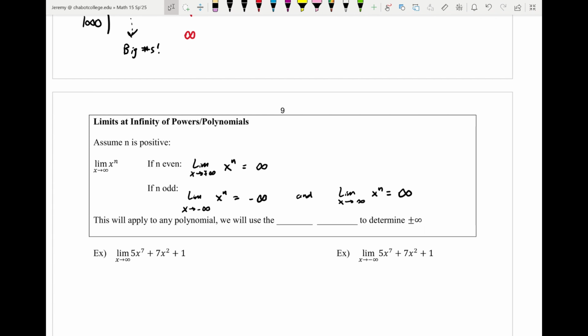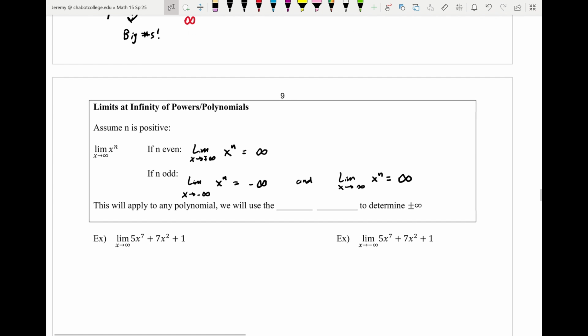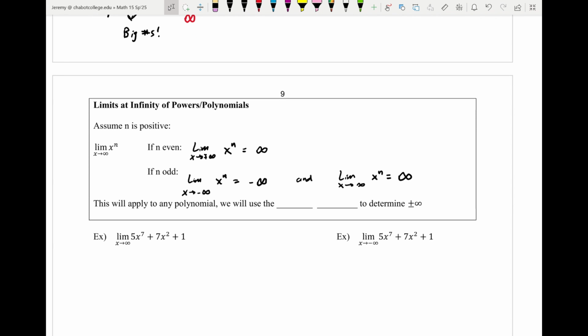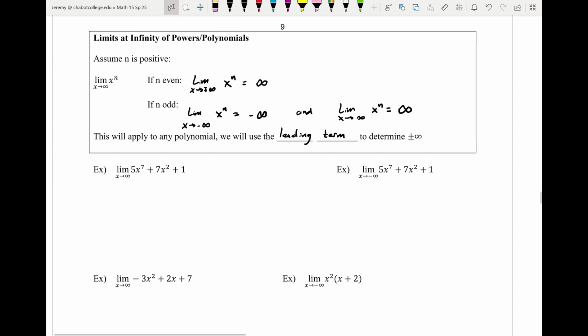All right, and then if we have a negative leading coefficient, that's going to change the signs of all of these, right? So this will apply to any polynomial, and in general, we will use the leading term to determine whether it's positive or negative infinity.